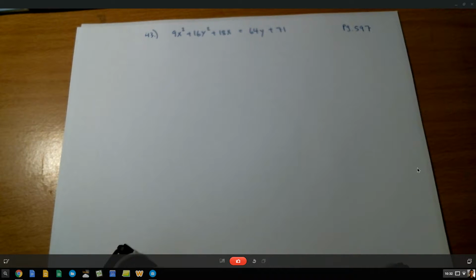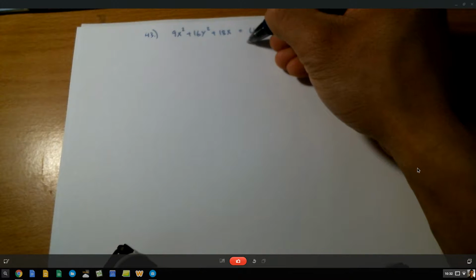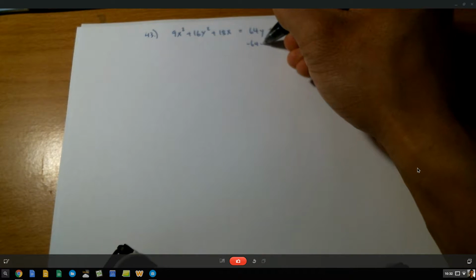So we have ellipse, circle, and hyperbola. And notice that for all of them, we have an x and y on the same side of the equation and the number on the other side. So that's what we're going to do. We're going to put the variables on one side and the number on the other side. So I'm going to take this 64y and move it over to the other side.